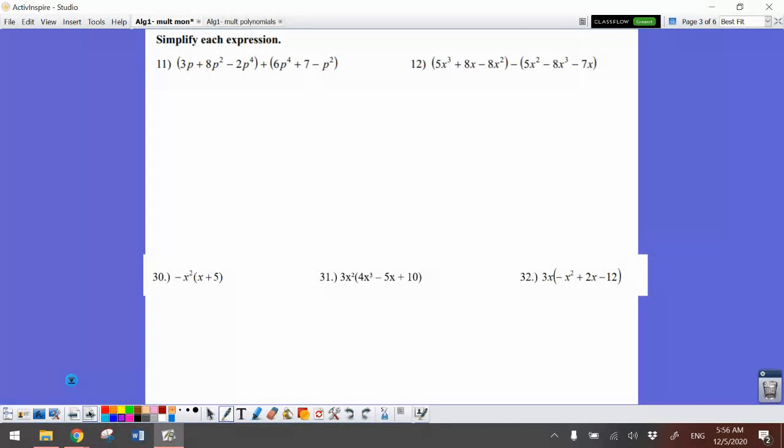Okay, I want you to hit pause. I want you to work through these problems, come up with some solutions, write them in standard form. I'll catch up with you in a few minutes. Make sure that you are big to small when it comes to your powers.